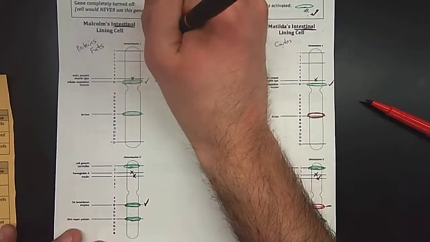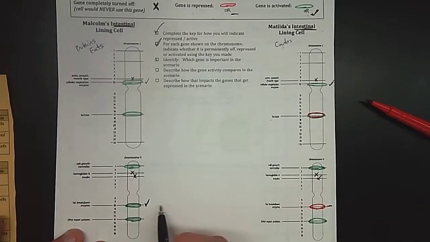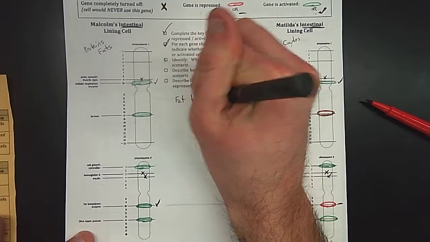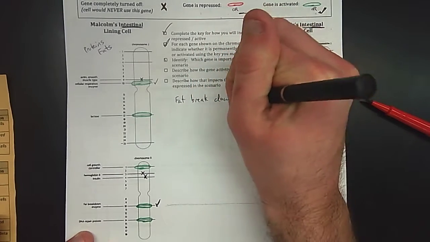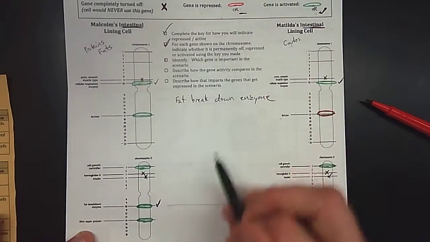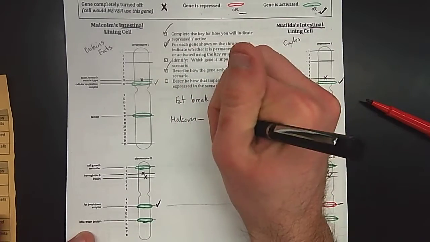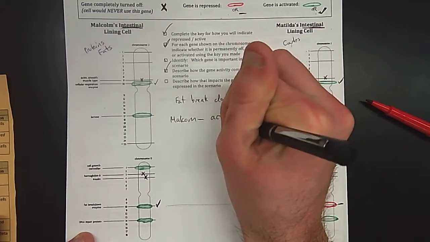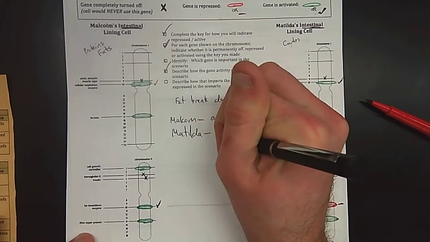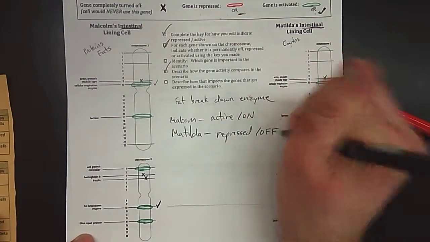So if I were to say, what's the important gene in this scenario? It's the difference between these two right here. So it's that fat breakdown enzyme. And specifically, describe how the gene activity compares in each scenario. So for Malcolm, we could say that it's active or on, right? And for Matilda, we could say that it's repressed. That's just the fancy word for saying that it's not being read or that gene is currently off.